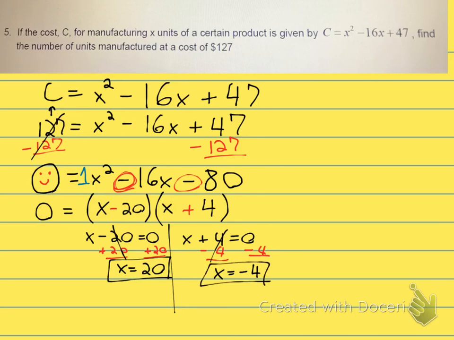Negative? Really? Okay, what's the question asking? Find the number of units at a cost of 127. Well, can you manufacture a negative amount of units? No, you can't. So that's not my answer. So here's my answer. 20. 20 units. Cost of 127.